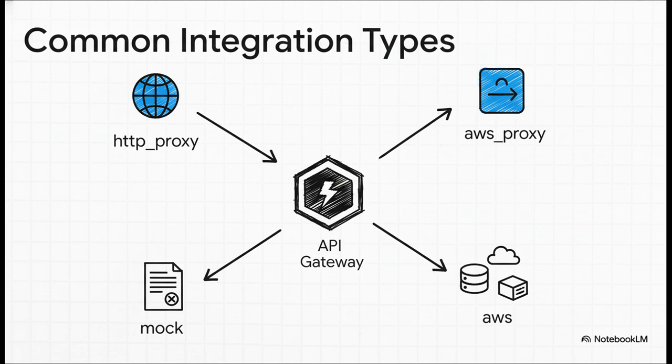AWS is for direct integrations with other AWS services. HTTP Proxy is for passing requests through to another HTTP API. And Mock. Mock is fantastic for development. It lets you return a static response without needing any backend at all.